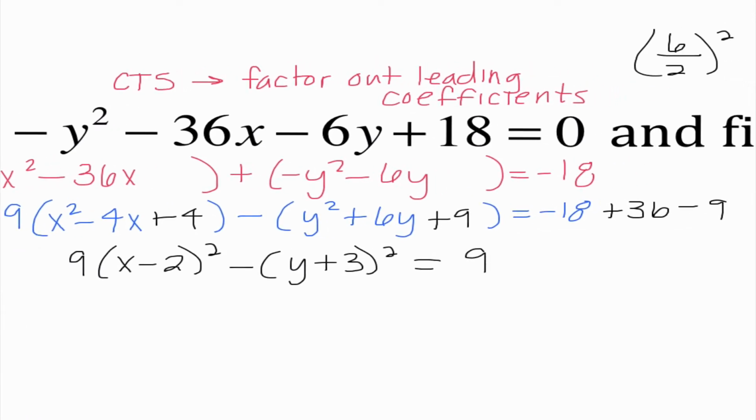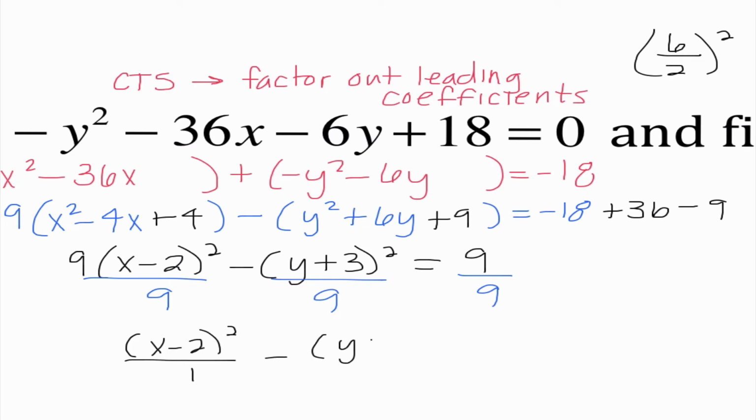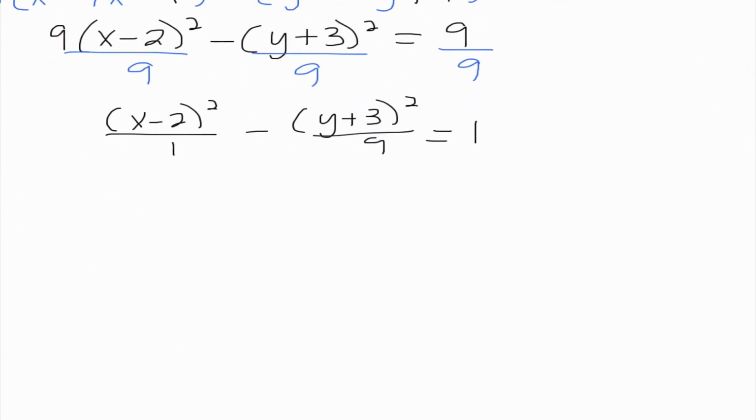9. Now, in order to get this into the correct form, we know this 9 needs to become a 1. So I'm dividing everything by 9. And I get (x minus 2) squared over 1 minus (y plus 3) squared over 9 is equal to 1. So now we're ready to find our characteristics.